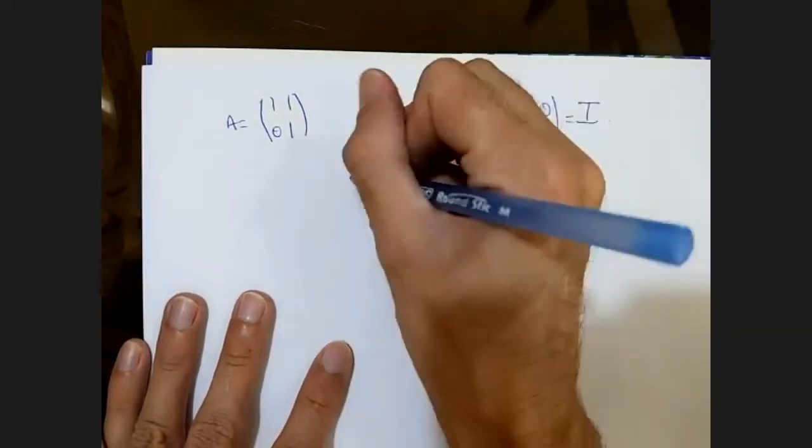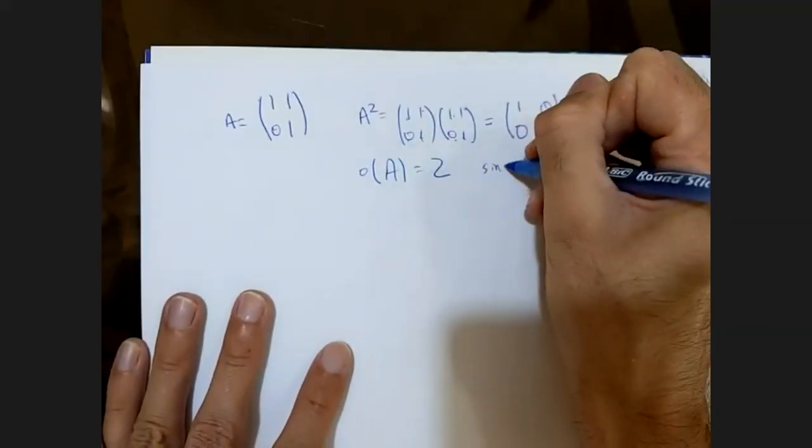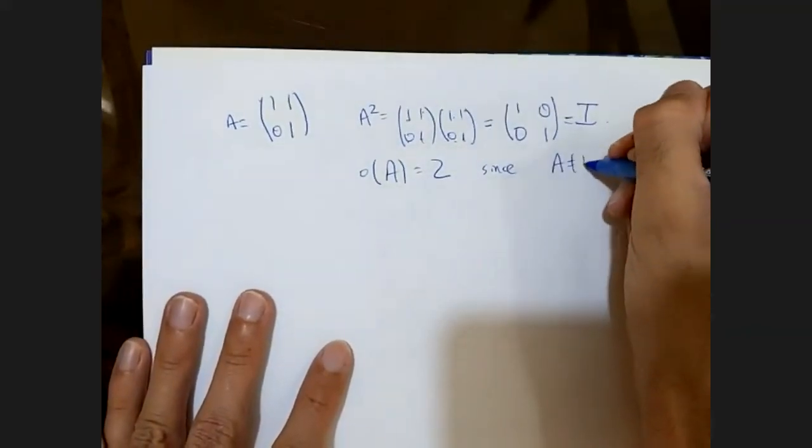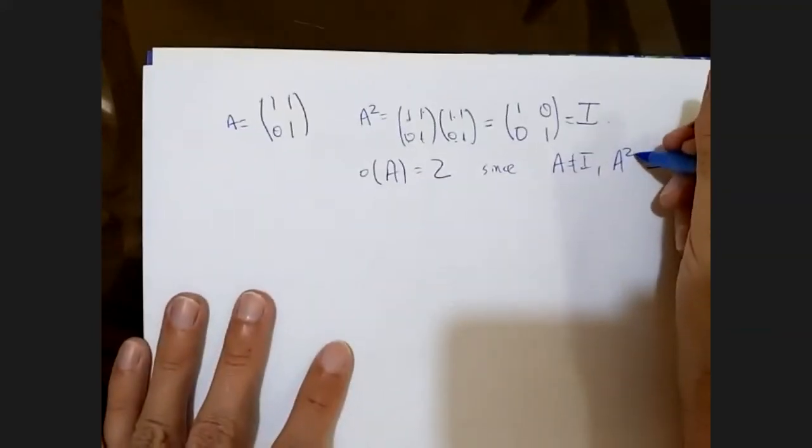Okay, so the order of A is 2, since A is not equal to the identity, but A squared is the identity. So the least positive integer, such that A to the n is the identity, is the integer 2.